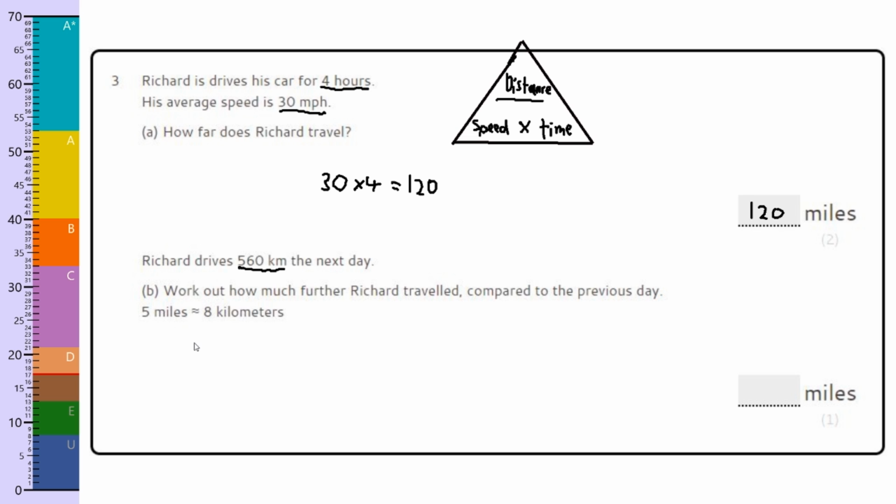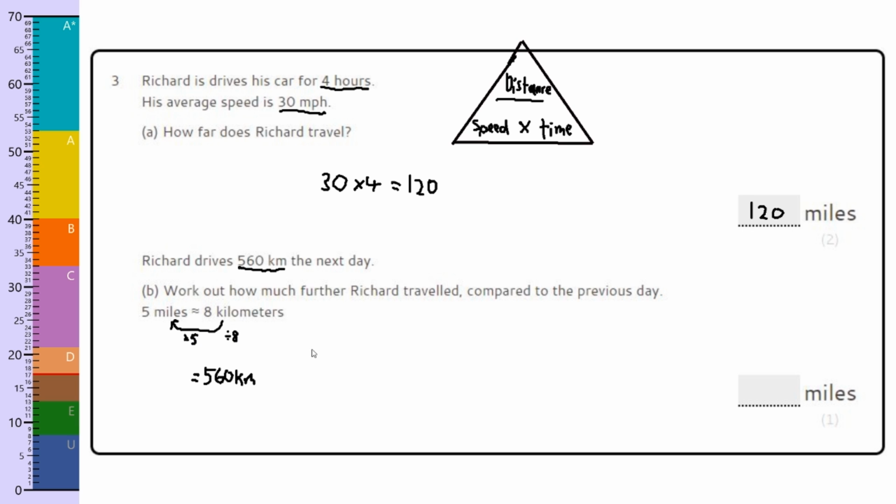Okay, so I know that I need 560 kilometres here, and I want to work out how many miles that is. So looking at this, to get from there to there, I need to divide by 8 and then times by 5. So to get from kilometres to miles, I need to first of all divide by 8 and then I need to times by 5.